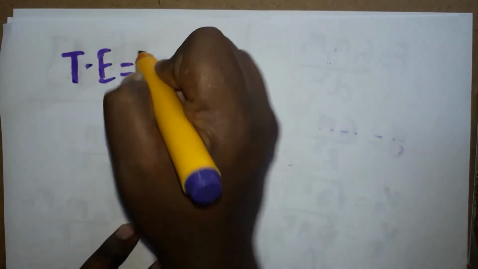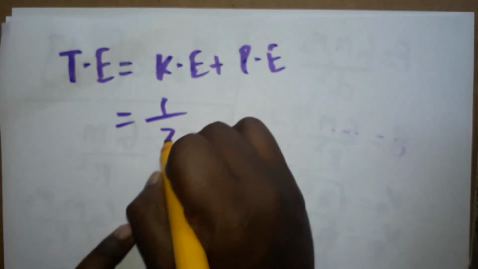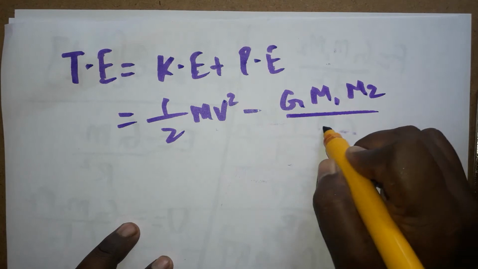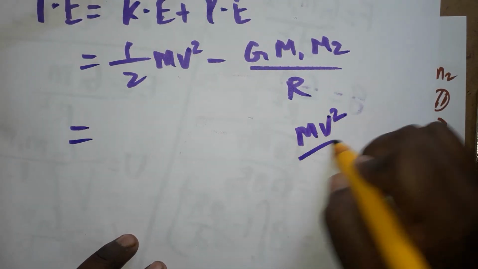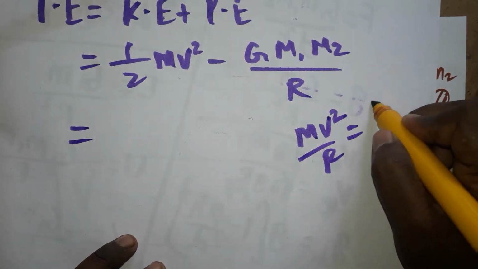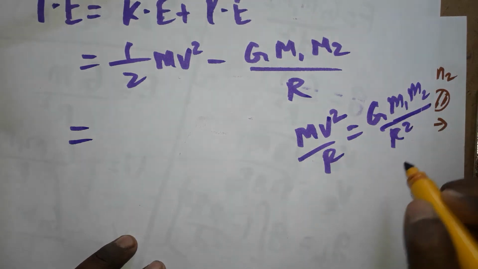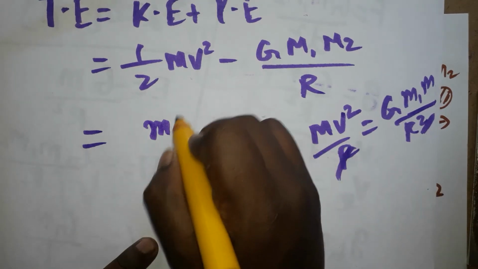The next concept we are going to learn is total energy. Total energy is equal to kinetic energy plus potential energy. Kinetic energy is half mv square, and potential energy is minus G m1 m2 divided by r. For mv square, using centripetal force, mv square by r is equal to the gravitational force G m1 m2 divided by r square. Centripetal force is equal to gravitation force. The r gets cancelled, so we get mv square.